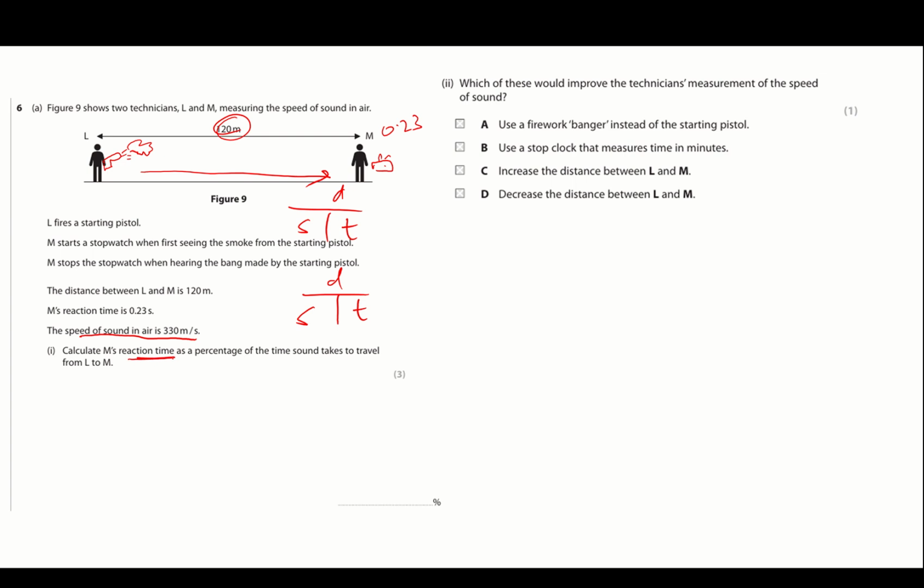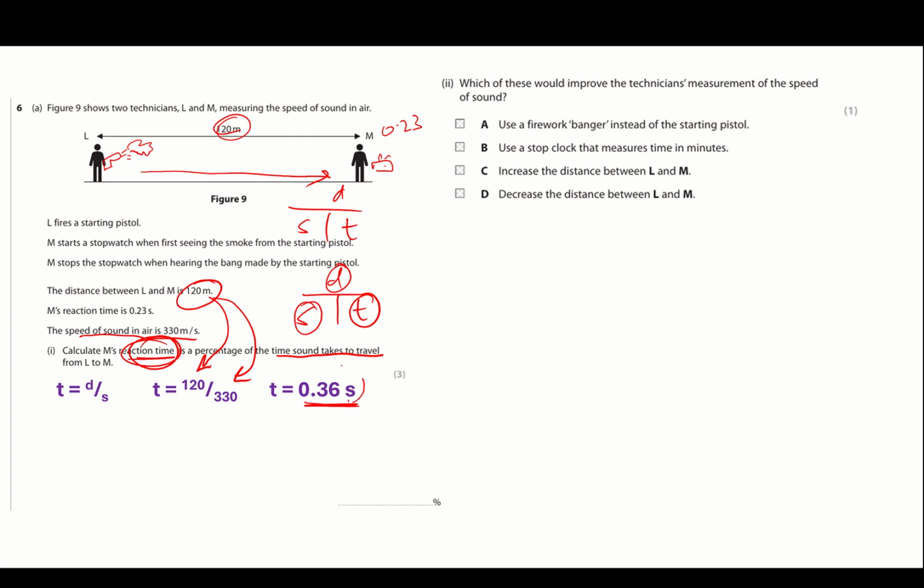Calculate M's reaction time, which is 0.23, as a percentage of the time it took. So we've got to work out the time. So it's going to be that divided by whatever time I work out, times 100. So our first job then is to work out the time it took. So the time it took is 120 divided by the speed. You can see that here, so distance divided by speed. We've worked out then that that took 0.36 seconds, and then we want to do their reaction time as a percentage of this. So 0.23 divided by 0.36 times 100, 63%.